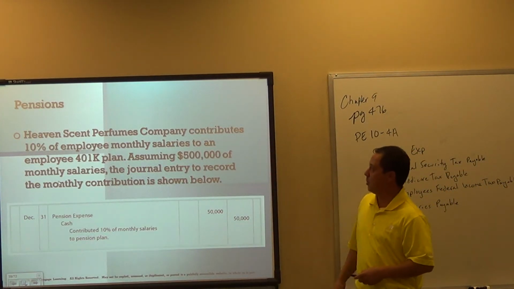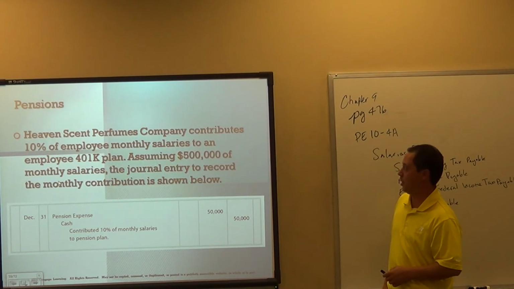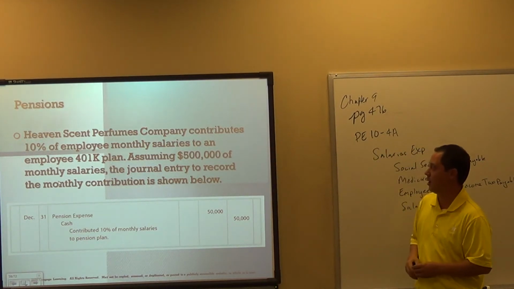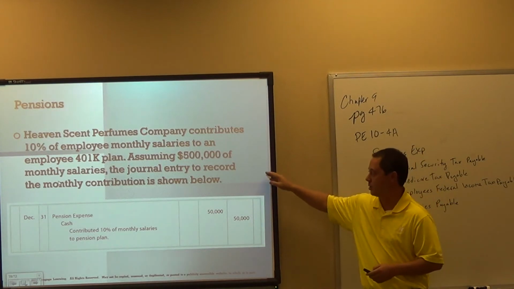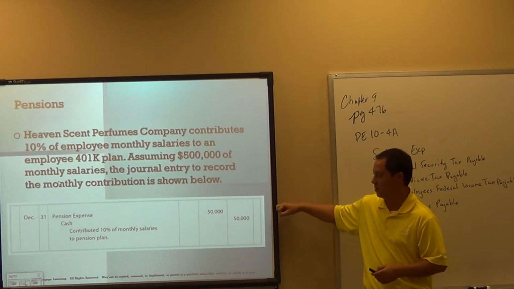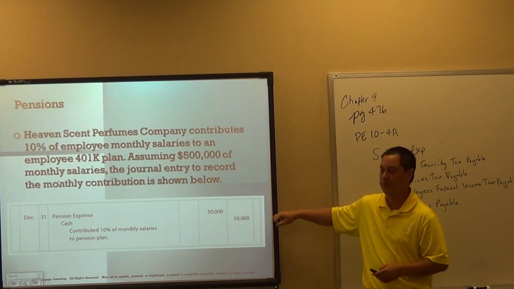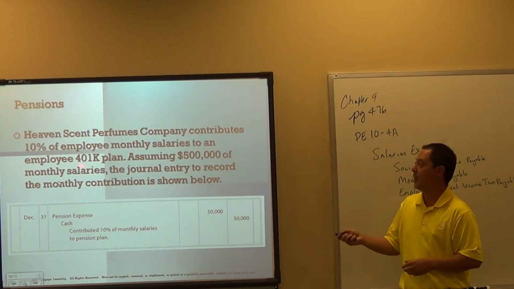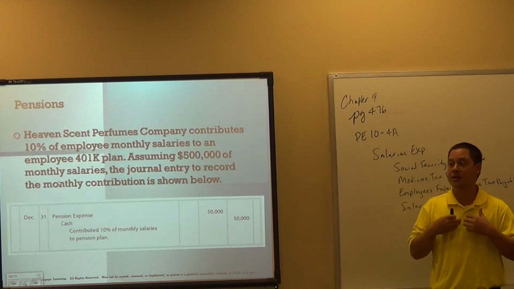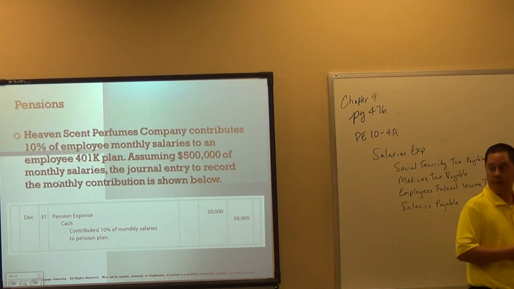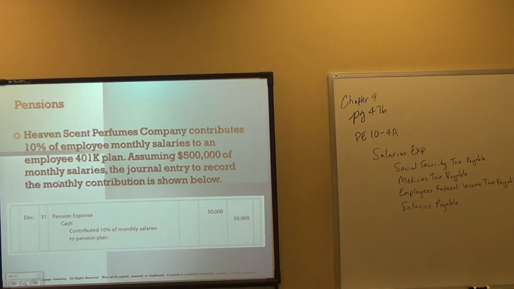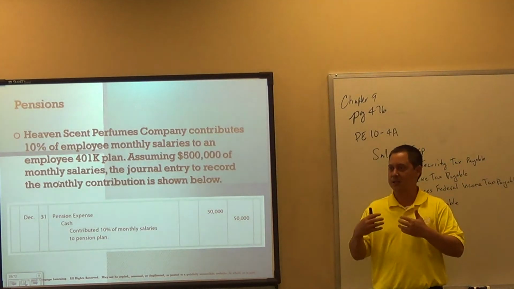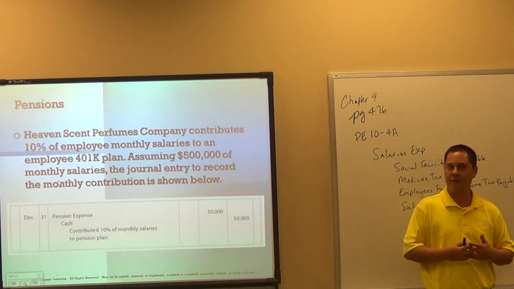This company here contributes 10% of the employee's monthly salary to a 401k. Assuming $50,000 of a monthly salary, the journal entries record what the contribution is. This is the $50,000, and it's a cash outlay towards that. So we have a pension expense going into that. Now, since it's a 401k plan, that goes into a plan that is not managed by our company, typically. So it's managed by an outside company, which we as employees have access to be able to change those things and change our investments in there.